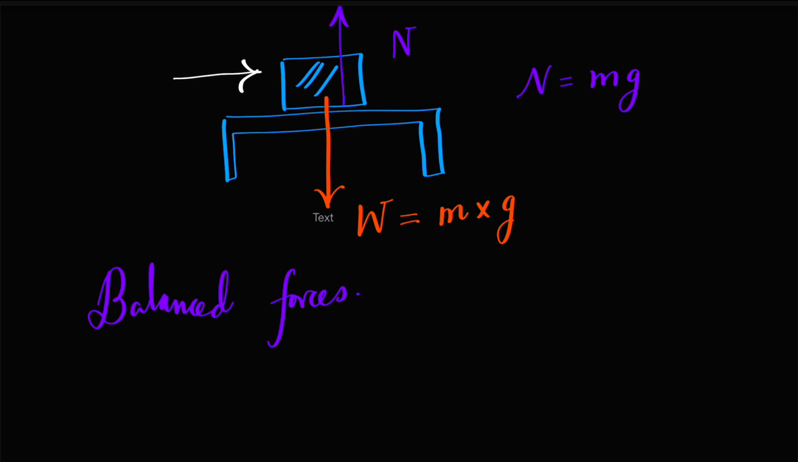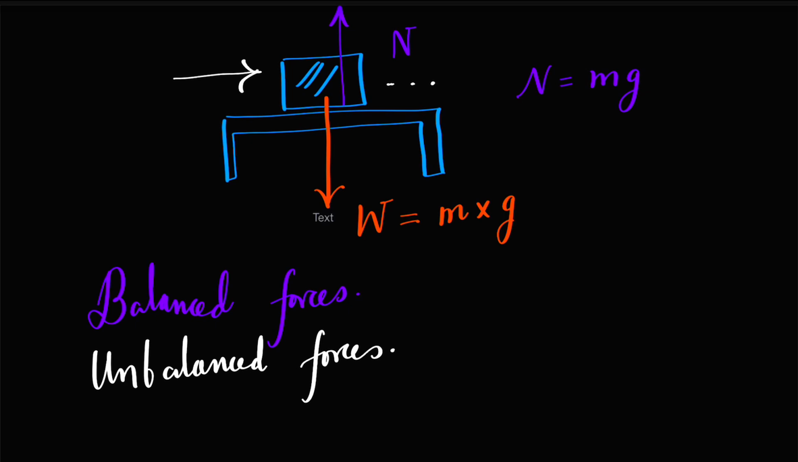Let's apply another force, pushing it to the right. Now these forces are not balanced. There is a total force pushing it to the right. This is known as unbalanced force. And we know that due to this force, this object is going to move to the right. Therefore, we can say that an object at rest stays at rest unless acted upon by an unbalanced force.